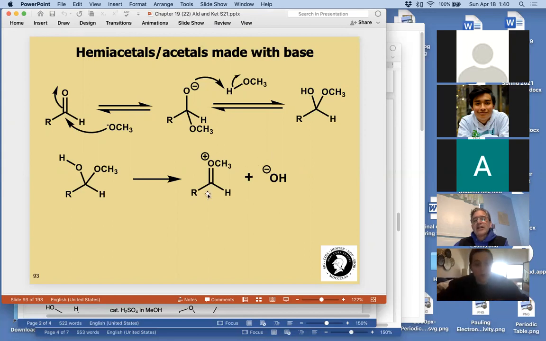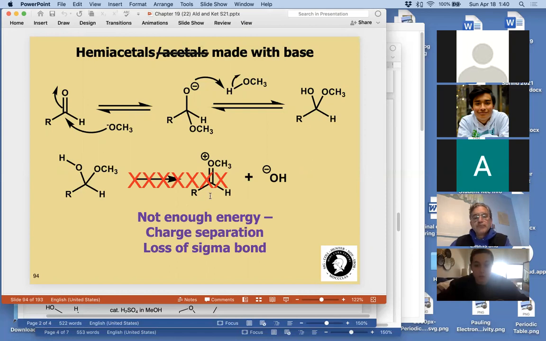And the answer is there's no way to do it. Okay, so you're assuming there's not enough of an aqueous environment for water to act. No, you can't protonate something in the presence of hydroxide. If you're doing an acid mechanism, you're in acid. If you're doing a base mechanism, you're in base.